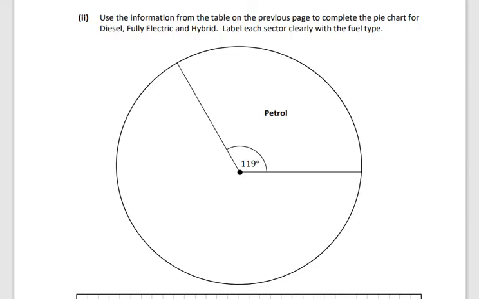And you have to plot them on the pie chart then. So it's just taking your protractor, putting it on the middle, measuring the angle. So we should have a 93-degree angle. It'll be a little bit past the right angle, and that's the hybrid. And the fully electric is 69 degrees, so it'll be somewhere out here when you measure it.